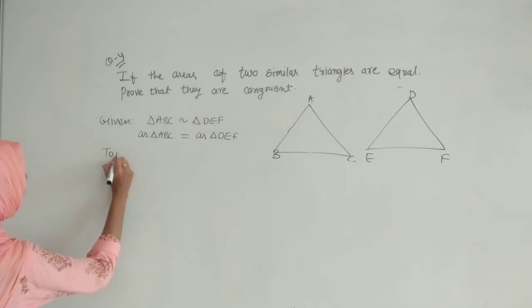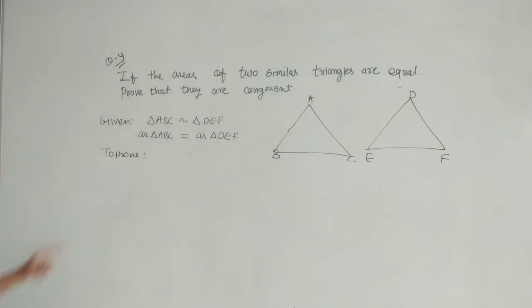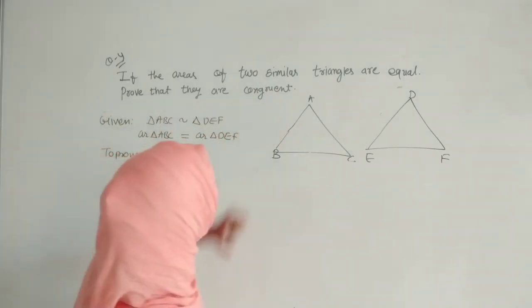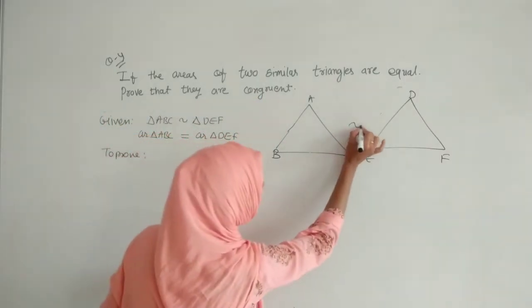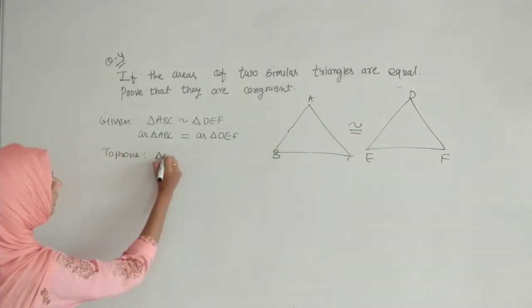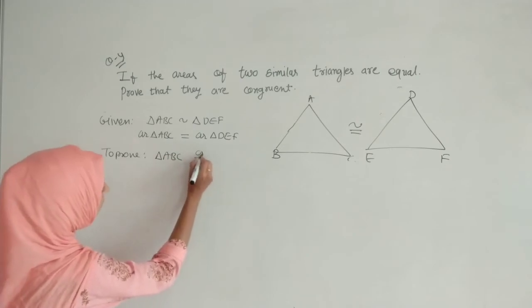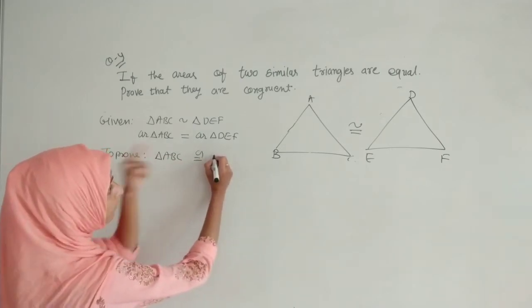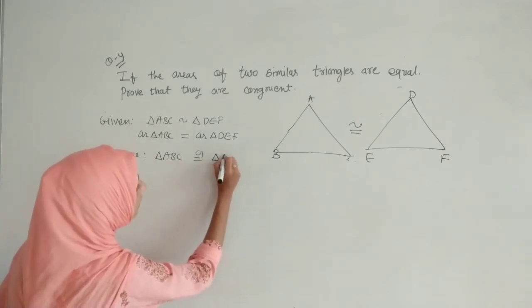What we have to prove? So we will write, to prove that they are congruent. Means if it is similar, we have to prove it congruent. So here we will write that triangle ABC should be congruent, means exactly match, to triangle DEF.